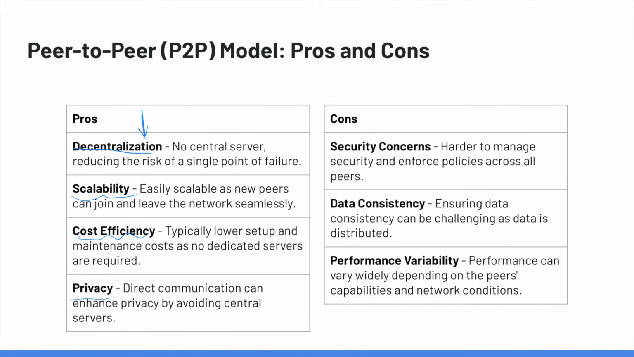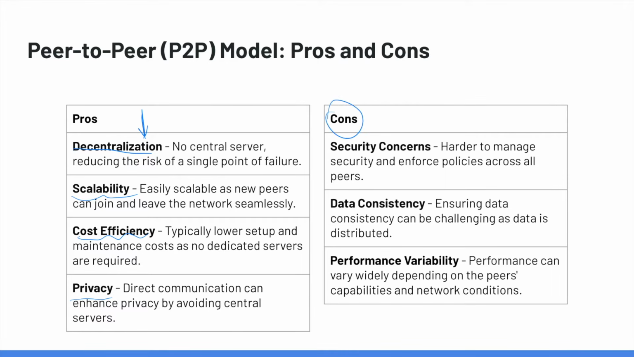Finally, privacy. There's no central server keeping track of our communication and our basic interactions with other computers in the network. The only computers in the network that have a record of communications or transactions are our own computer and the one we're communicating with. So we tend to have greater privacy in a peer-to-peer network.